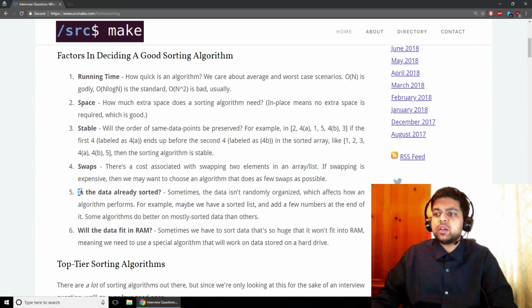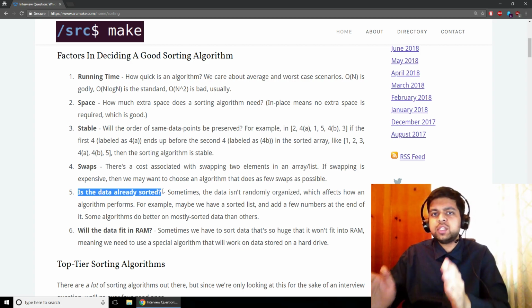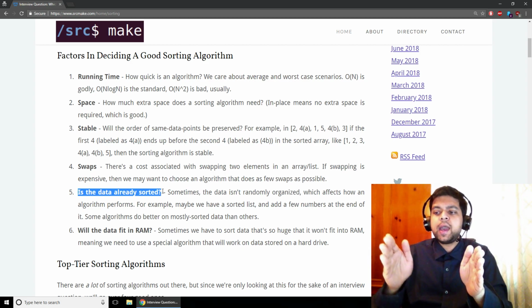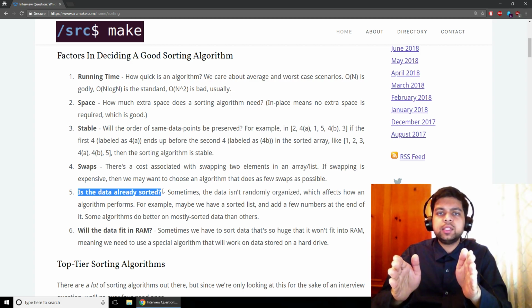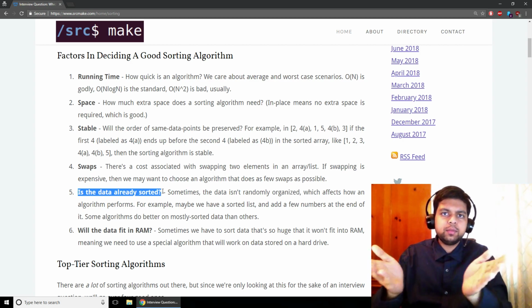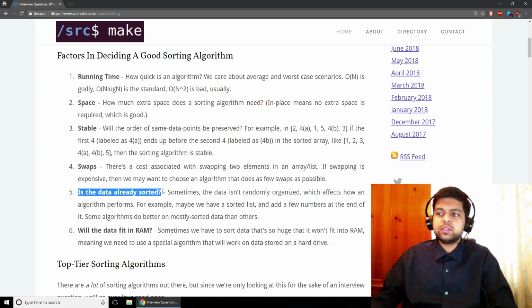The fifth factor is: is the data already sorted? Now, imagine a situation where you have a very long list of data that's already sorted, and you just add a few numbers to the end of it that are unsorted, and you want to resort the entire list. In that situation, some algorithms perform better than others because the data is already sort of sorted. So that's something we have to take into consideration if the data isn't random.